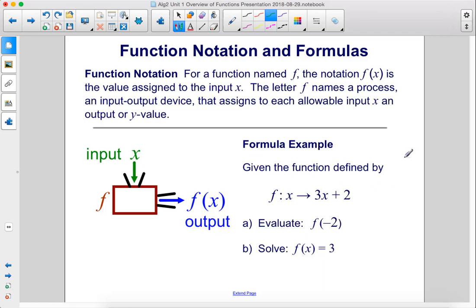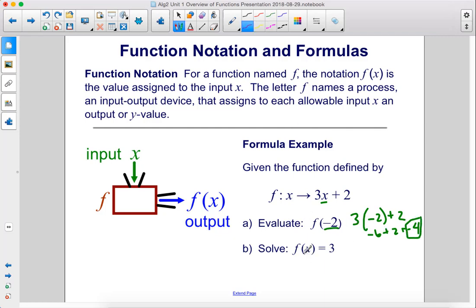Here's a formula example. Given the function that maps an input x onto the output 3x plus 2, evaluate f of -2. All right, so all we have to do is plug -2 into the function: 3 times -2 plus 2. Wherever you see an x here, you replace that with -2. So 3 times -2 plus 2, that's -6 plus 2, which is -4. That's our answer to A.